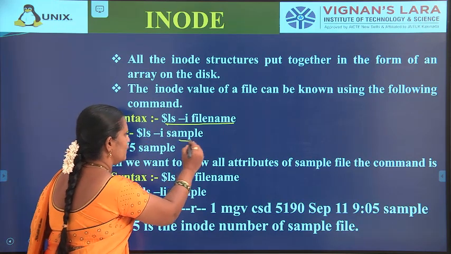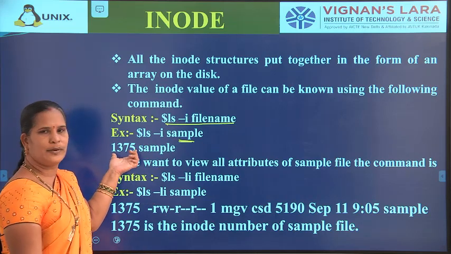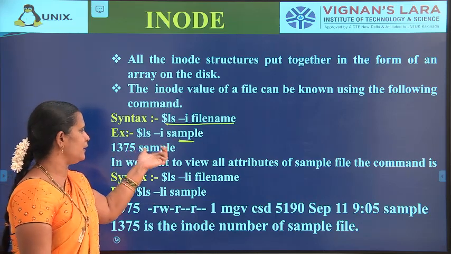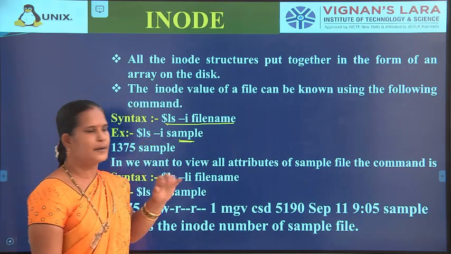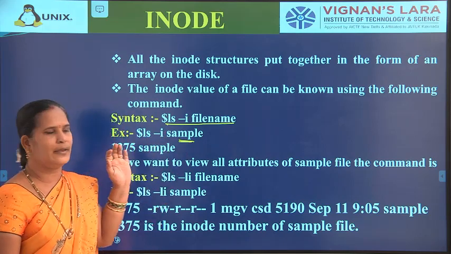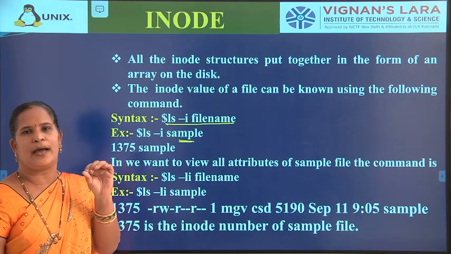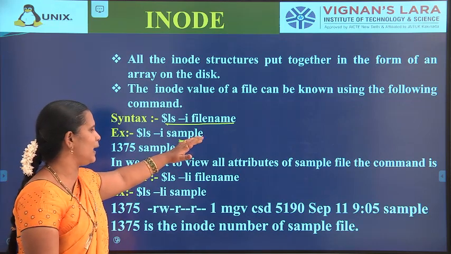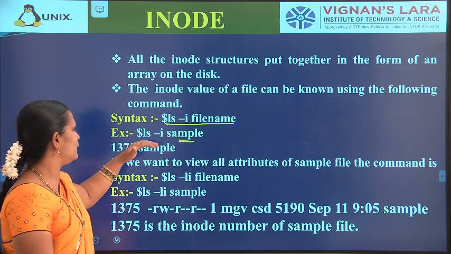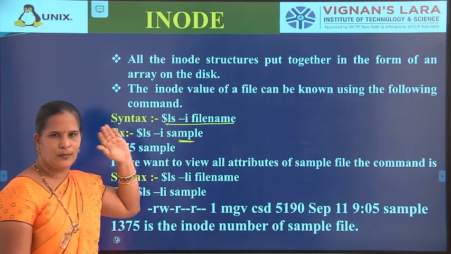Here sample is the file name. It is going to give the inode number 1375 for the sample file. It doesn't display the remaining attributes of the sample file. The ls -i command displays only the inode number of a specific file. Here I specified sample as my file name, so it displays the inode number of this sample file only.